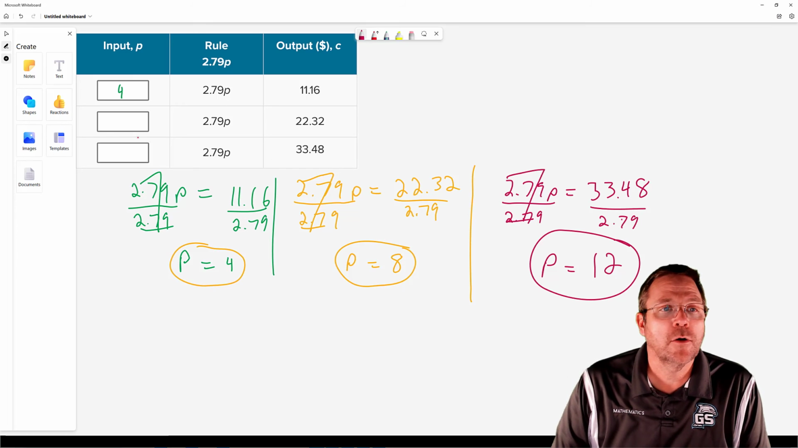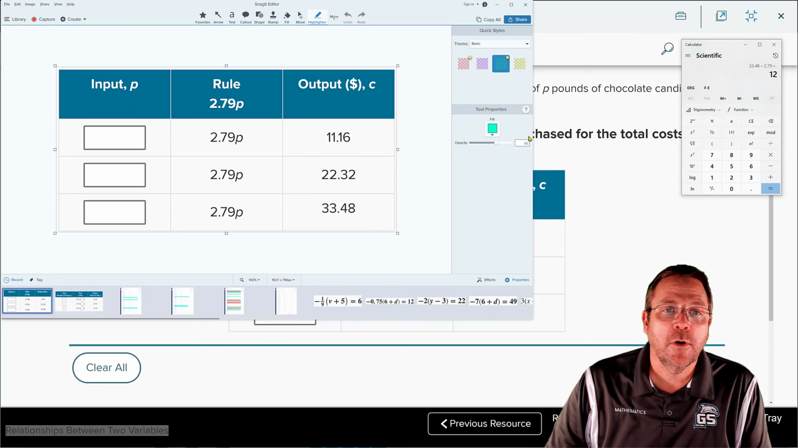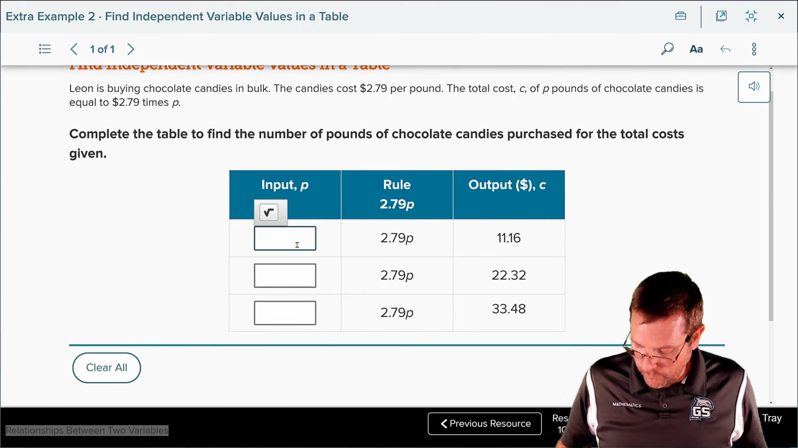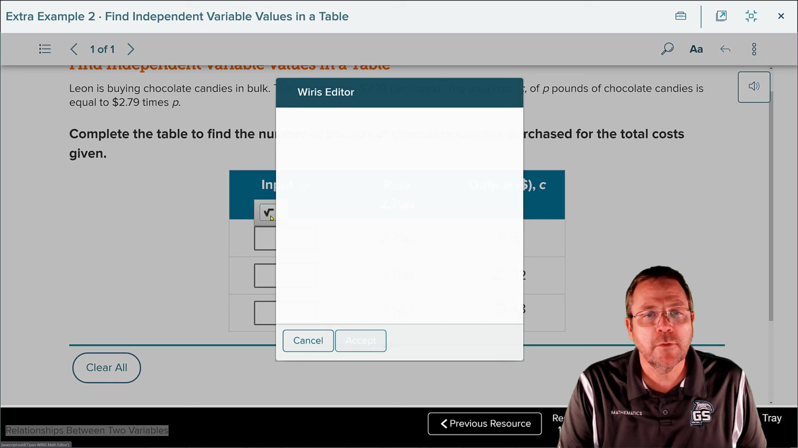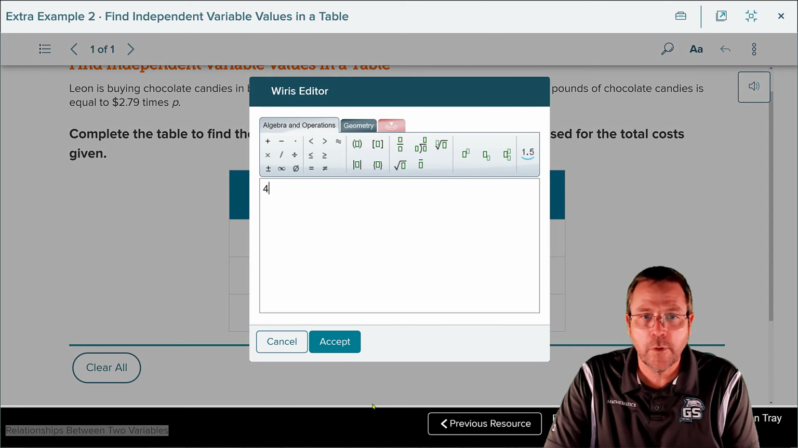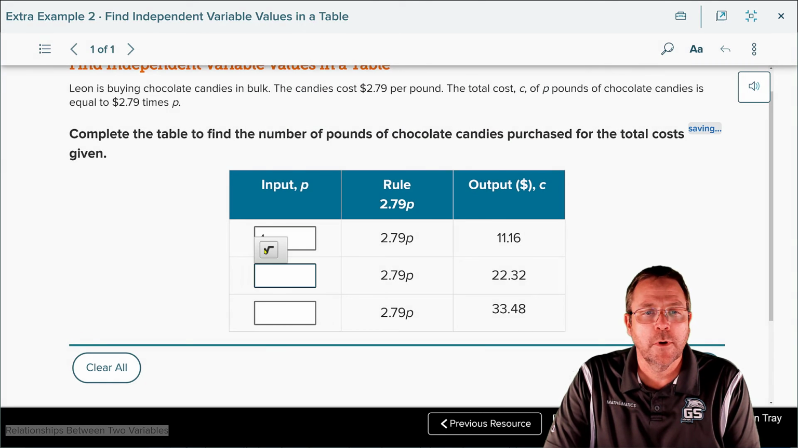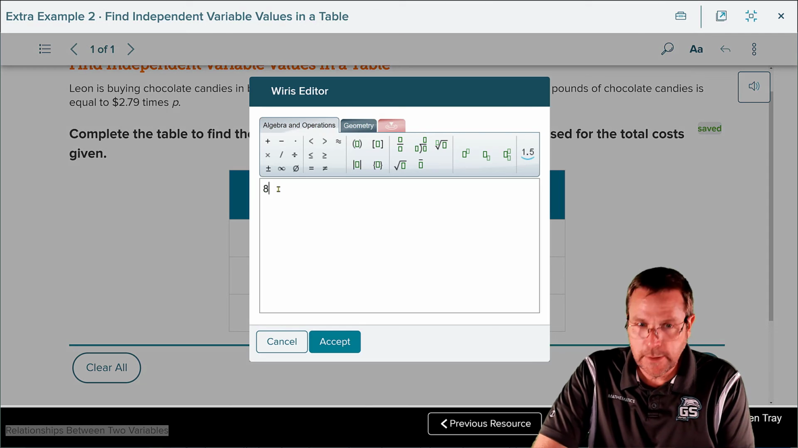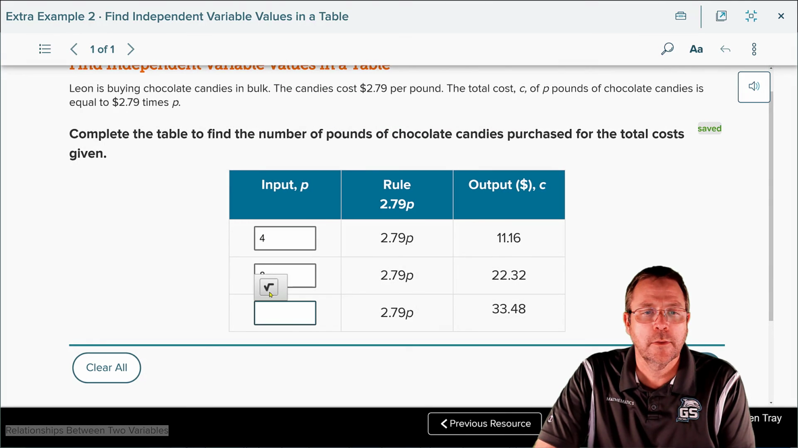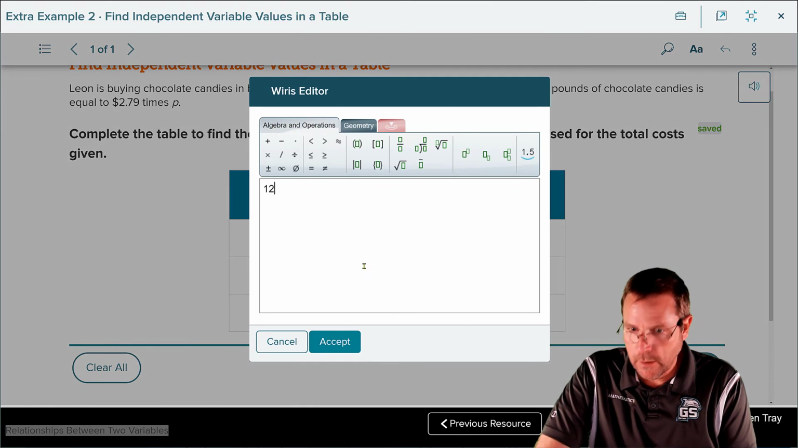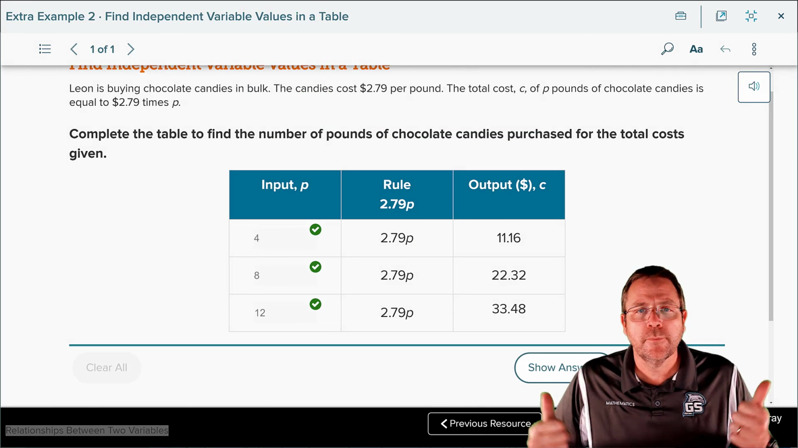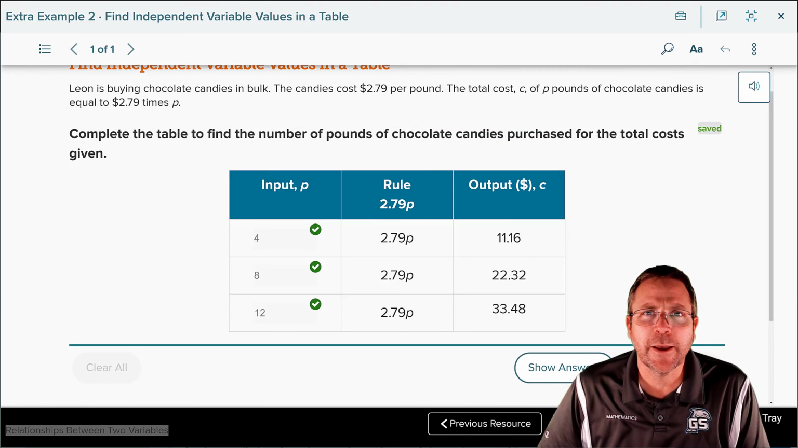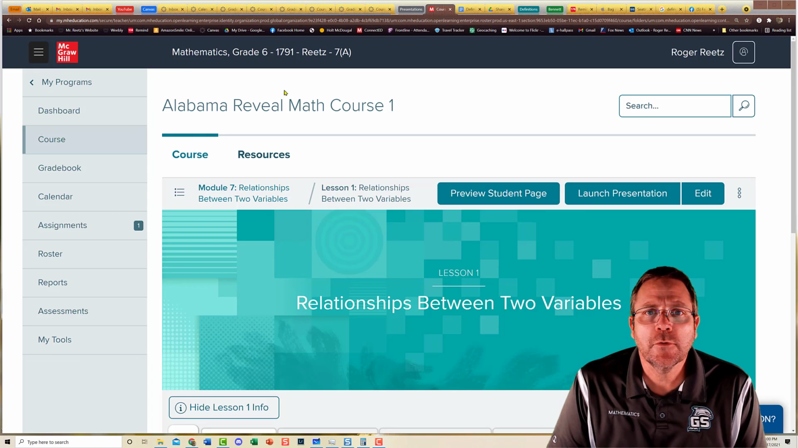So going back over here, we got to put our 12 in, we had to put our 8 in. That means on our actual problem, they want fancy answers here. They want a 4, they want an 8, and they want a 12. Check it, everything checks. Easy math. And that is going to be it for this lesson.